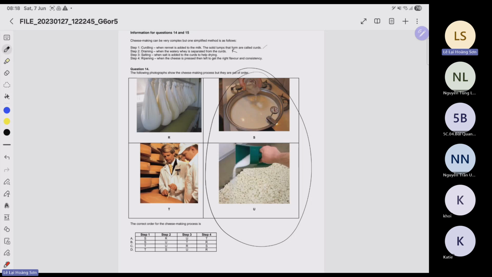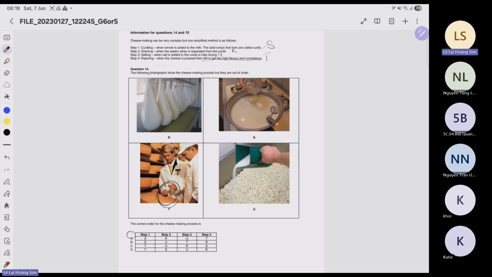Very obvious. You add salt to the curd to have it drying. So you see here, it is already kind of dry, and you add more salt, which is solid. So this is U. So the first one will be S. And ripening is pressed to get the right flavor and consistency. You see, this is pressing. So it's going to be T. So SRUT is going to be A. Question number 14 is A.